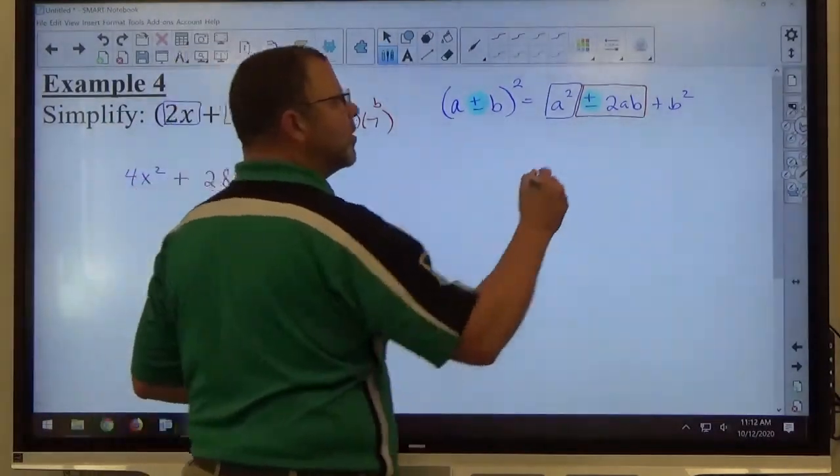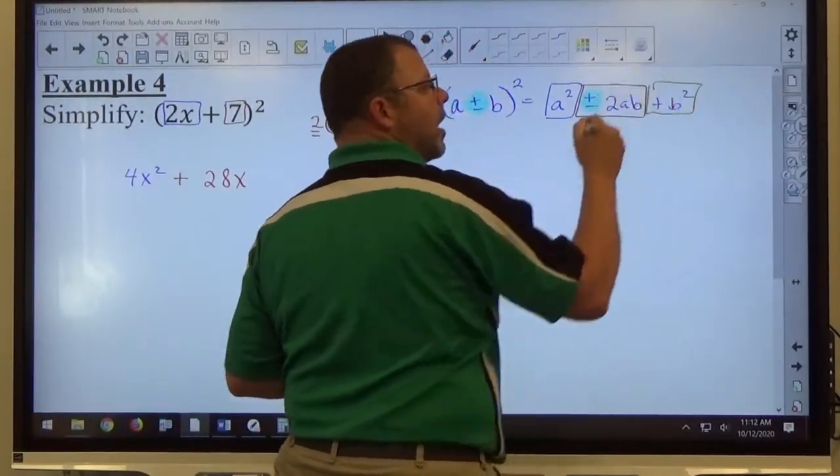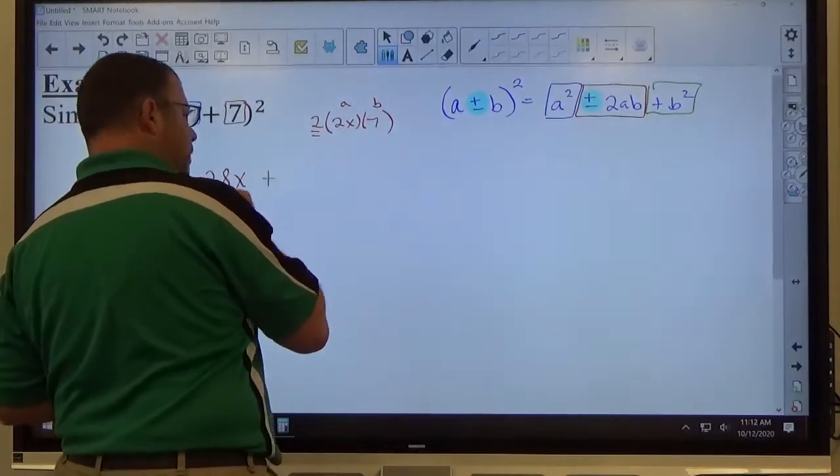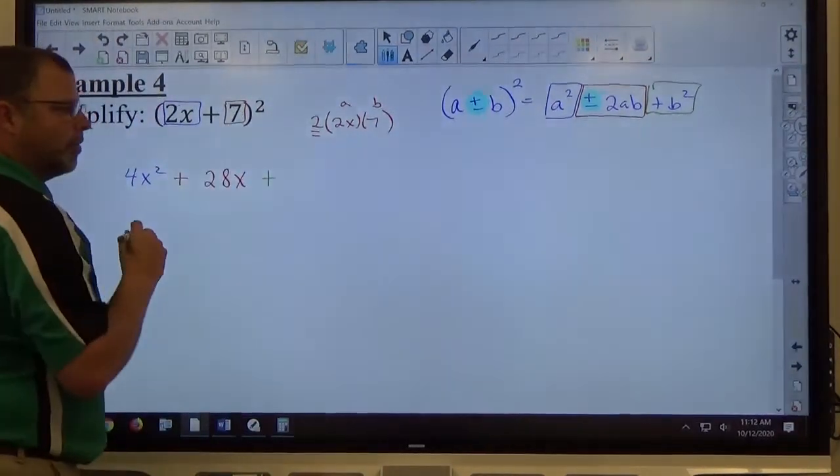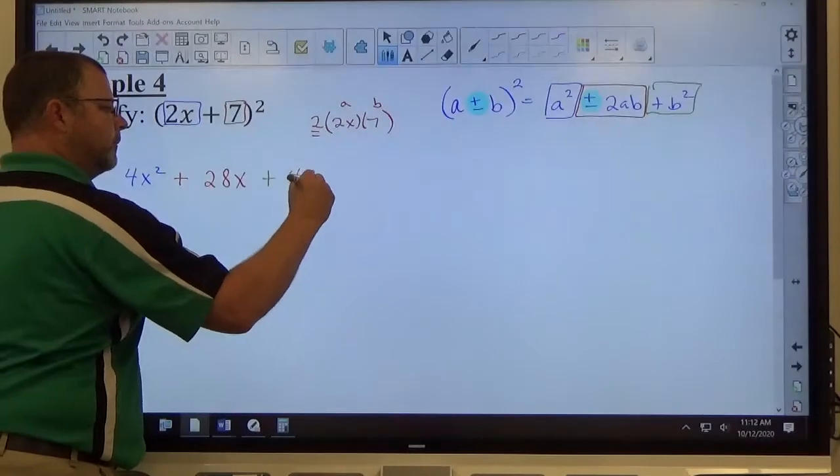And then the last thing says plus B squared. It doesn't say plus or minus, it says plus. It's always plus. So plus, and I'm just going to square B. What's 7 times 7? 49.